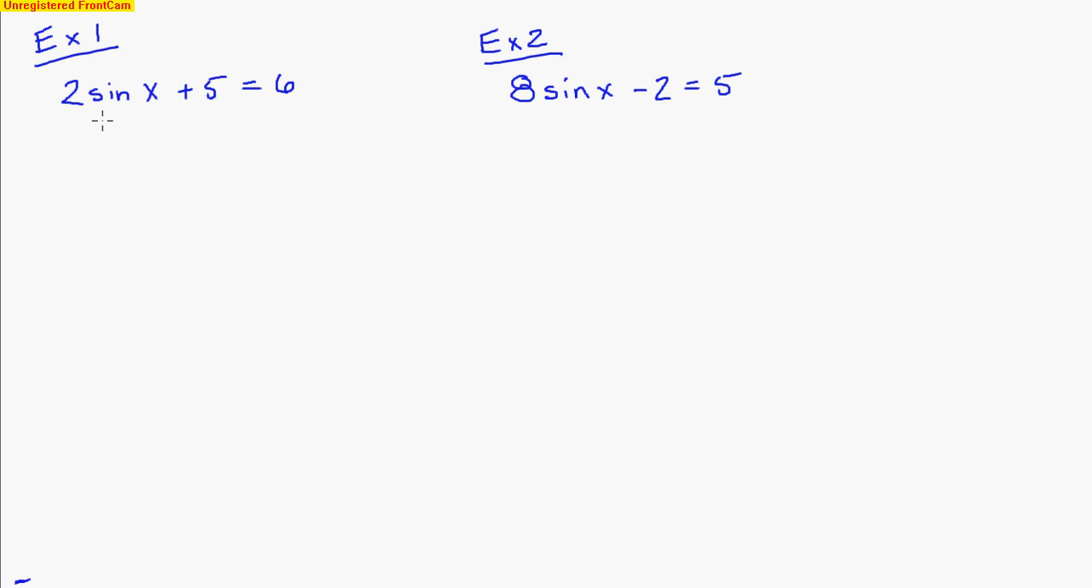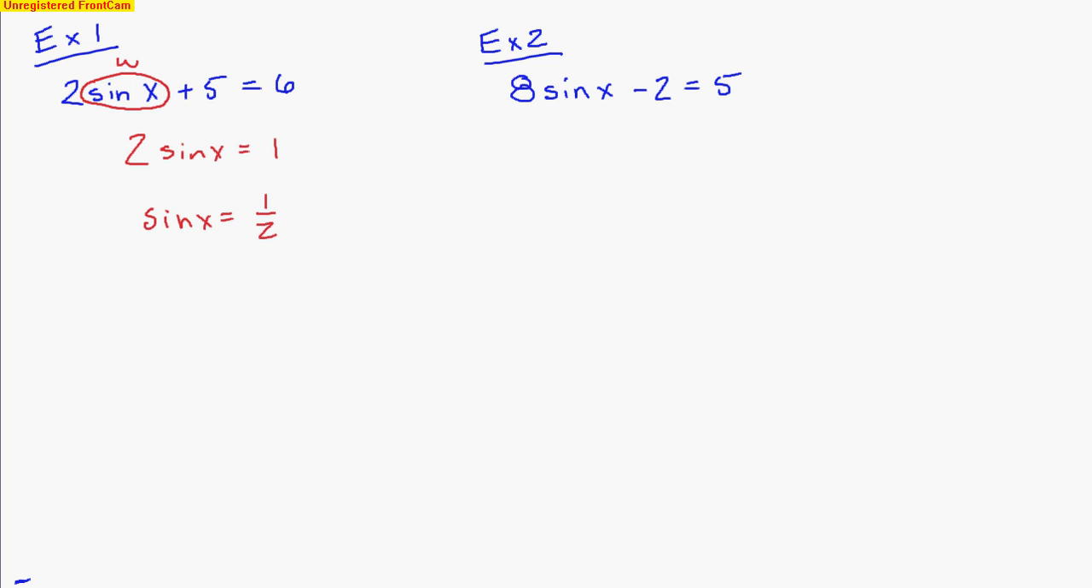Alright, in this first example, I'm going to treat the sine of x, the trig function, like it's its own variable, right? Like it's maybe w. So how do I solve for w? Well, I'm going to subtract 5, so I get 2 sine of x equals 1. Then I'll have to divide by 2, so I get sine of x equals 1/2. So I basically have solved for w, right? I've solved for my trig function. Now I have to ask myself, what angle x, right? x is an angle. What angle has a y-coordinate on the unit circle of 1/2?